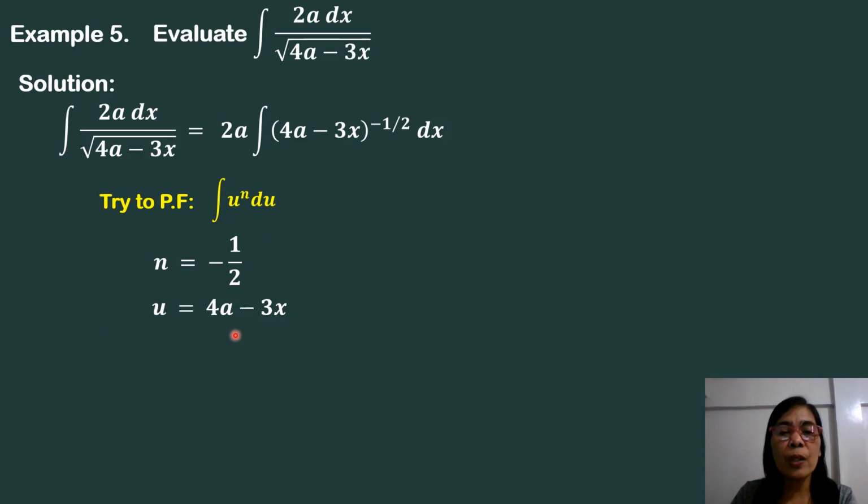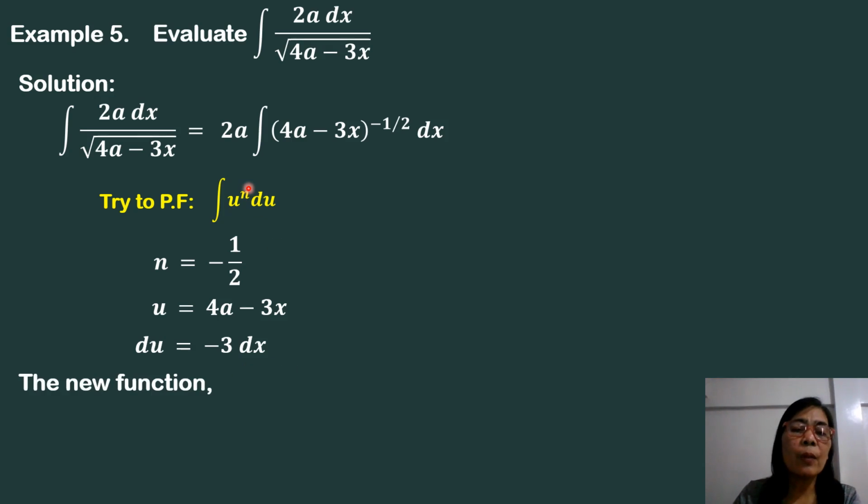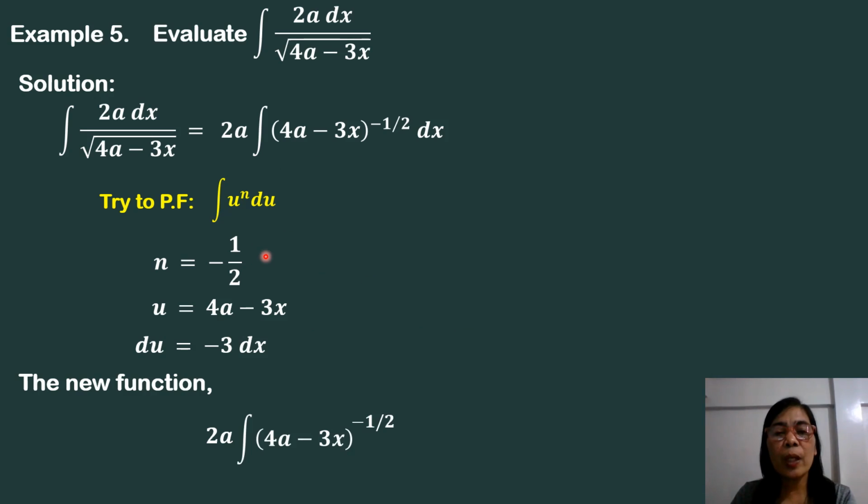So if 4a is constant, then that will give us the differential of u is equal to negative 3 times dx. Writing now our new function, first we copy the constant factor outside the integral sign. Then we try to apply in here the power formula. So we have the integral of u, which is 4a minus 3x, raised to n, which is negative 1/2, times du, which is negative 3 dx.